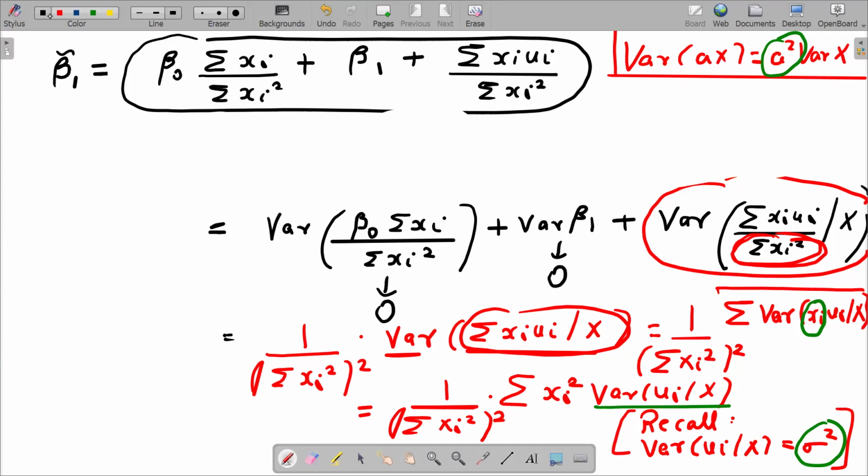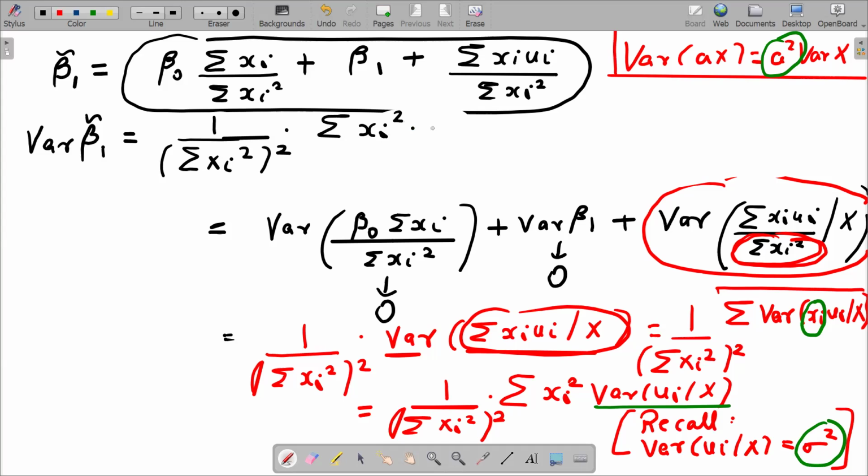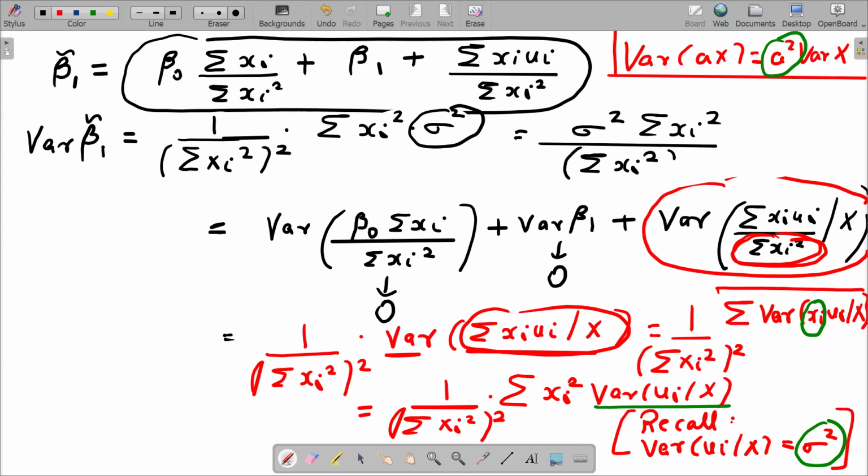So if I erase this initial part off, I can write that variance of beta 1 tilde is going to be 1 over summation xi square whole squared, times summation xi square times variance of ui conditional on x, which is sigma square. Now sigma square is a constant, it will come out of the summation. So sigma square times summation xi square over summation xi square whole squared. This cancels with the power. So what do I get? Sigma square over summation small xi square. This is variance of beta 1 tilde. This is what we had to find out.